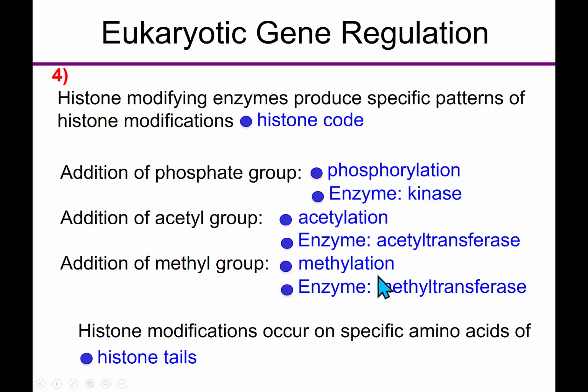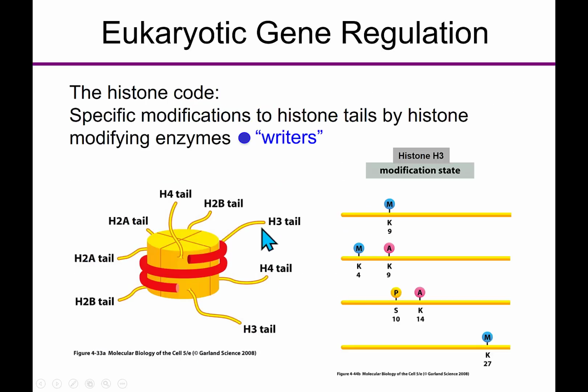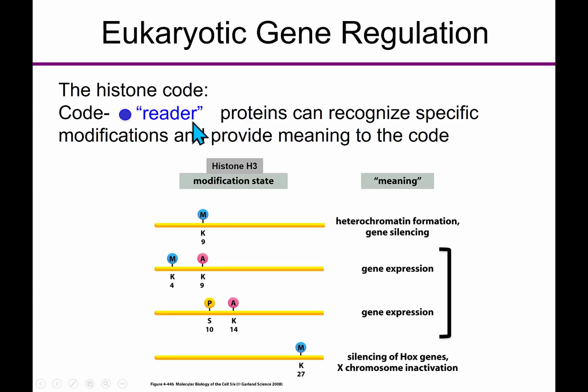And where do you modify the histones? Well, again, it's on the histone tails. You can modify the N-terminal tails, you can modify the C-terminal tails, and depending on how you write with them, you produce a different code, and it's going to be read differently. So there are specific code reader proteins that recognize the modifications those enzymes have made, and they produce a particular meaning. So that's the overall concept.